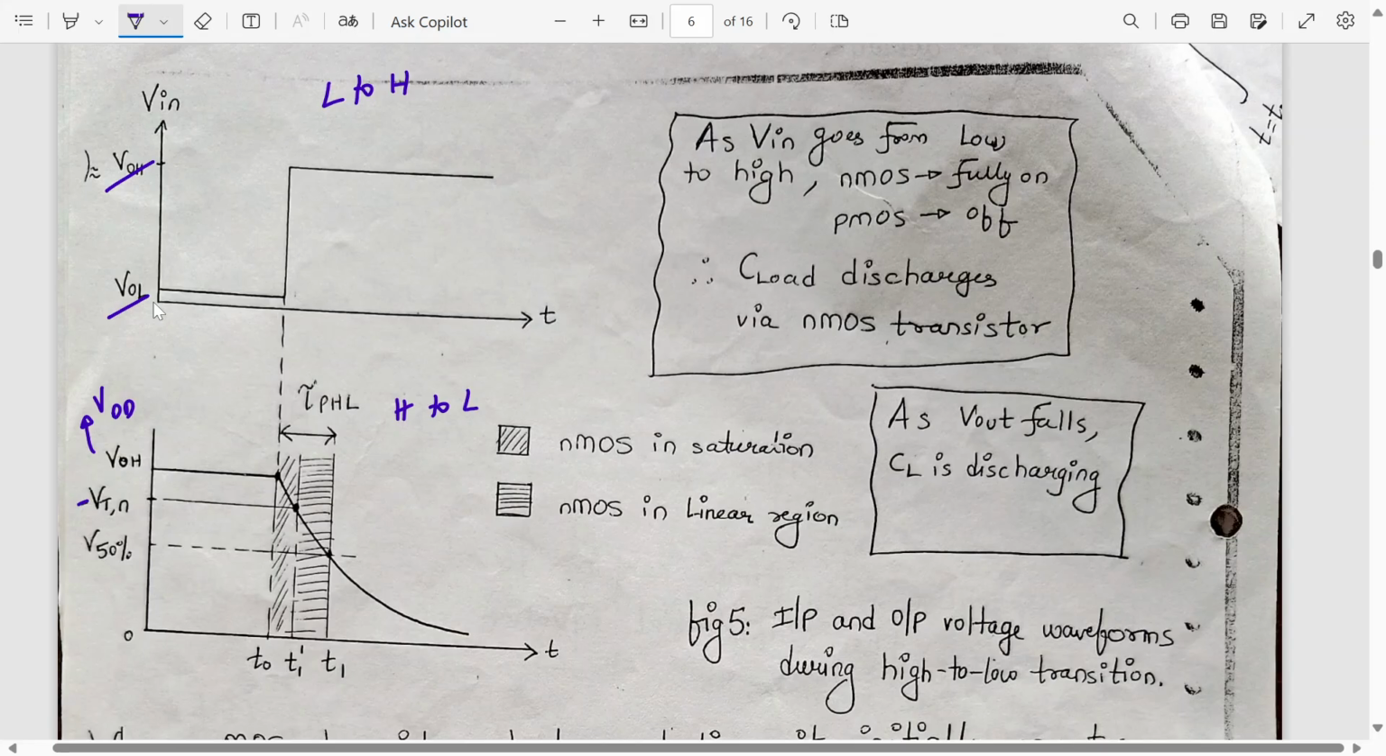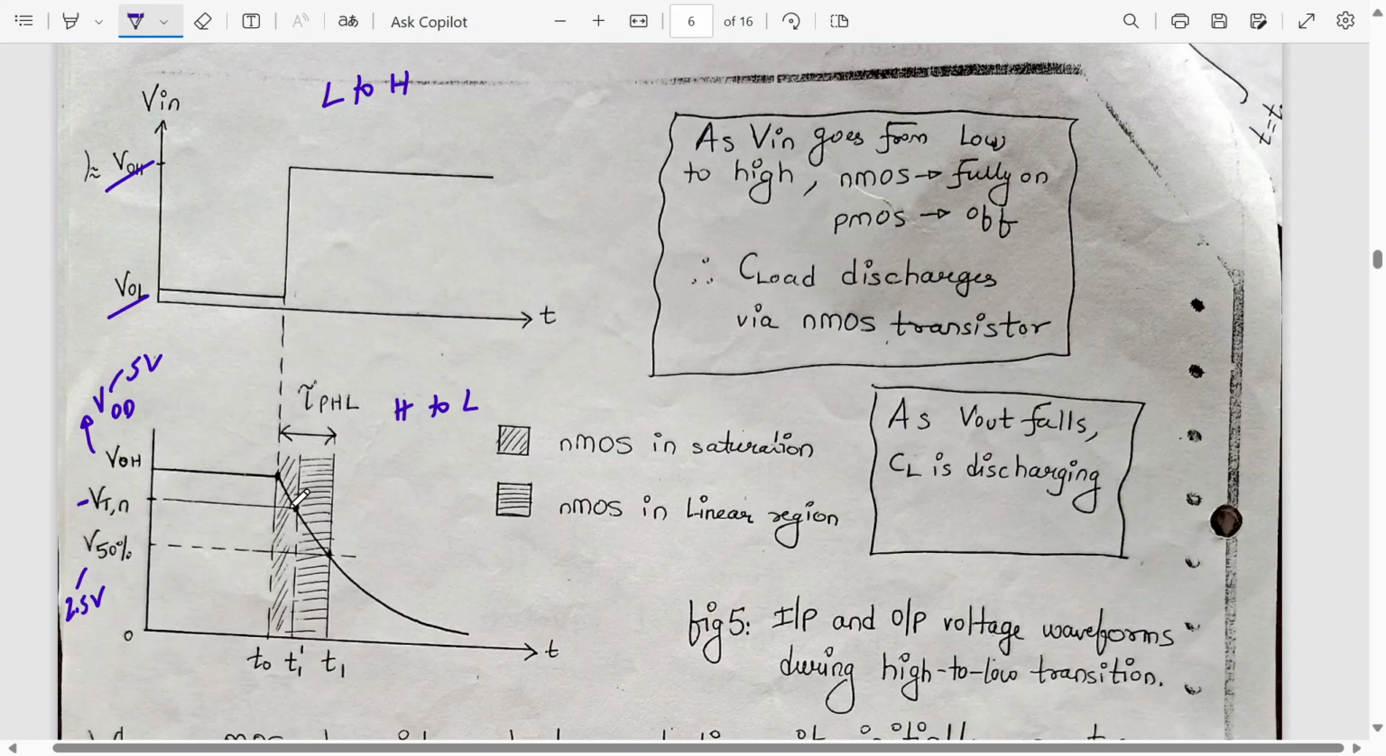Let's say that VTN voltage is 1 volt and VDD is 5 volt. So this voltage will be VDD minus VTN, which will be 4 volt. So this will be somewhere around 4 volt. And this is 50%. Let's take some numbers. If VDD is 5, 50% value will be 2.5 volt, for example. Okay, so we already know the reason over here.